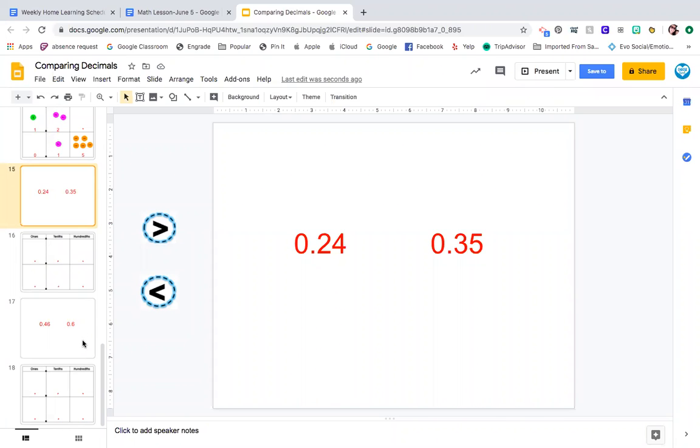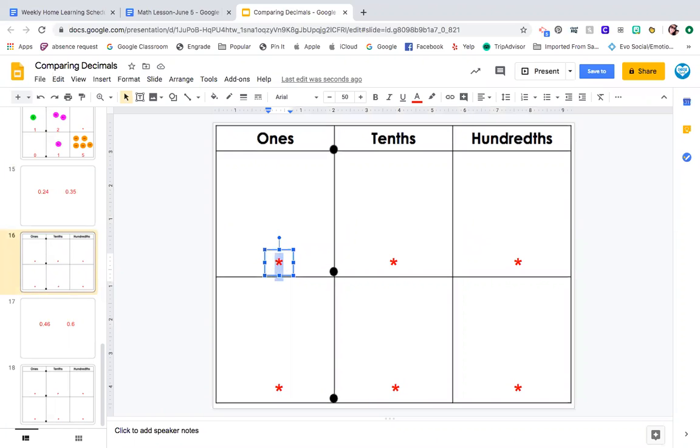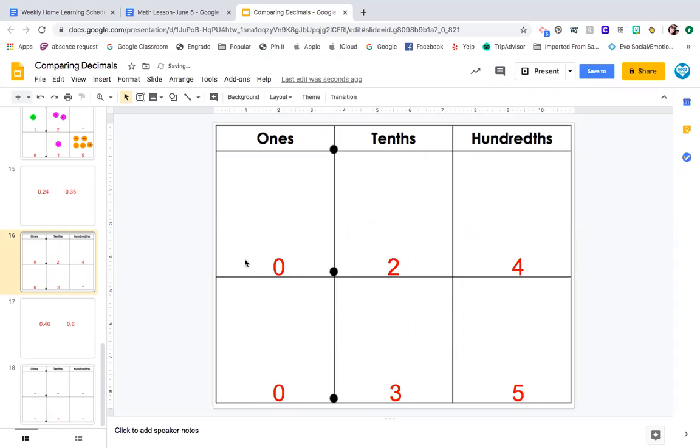I'm going to use the place value chart to compare these two numbers. The first was 0 and 24 hundredths, so I'll put that up here on top. And then the second was 0 and 35 hundredths. Okay, so remember, when we're comparing numbers, we move from left to right. So I'm looking in the ones place and I notice that they both have the digit 0. So that tells me that they're equal in the ones place. I'm going to move over to the tenths place. This top number has a digit 2 and this bottom number has a digit 3. So this gives me some clues about which number is greater.